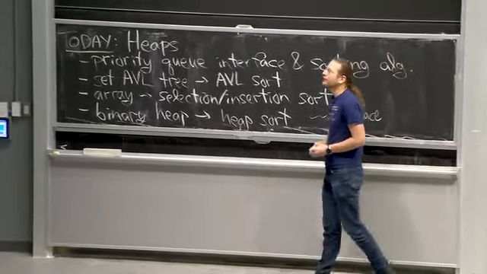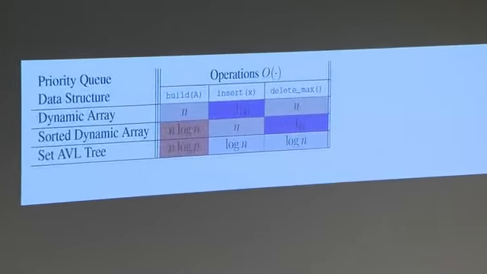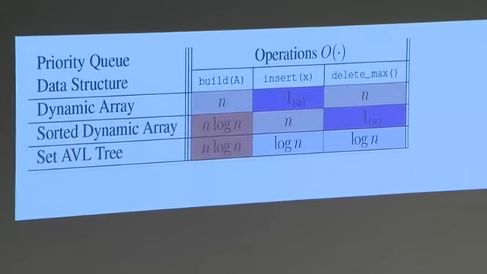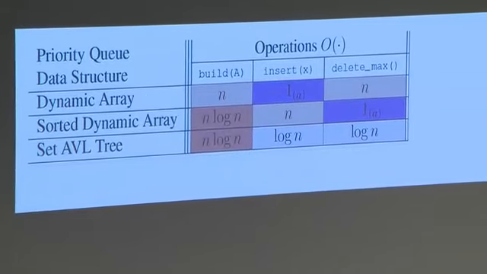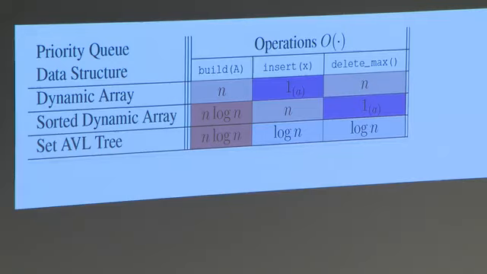So I have up here the three of the operations I've been talking about: build, insert, and delete max. So we have set AVL trees there, n log n build, log n insert, log n delete. So along the way to our heap, I want to mention two other data structures. One is a dynamic but unsorted array, and the other is a dynamic sorted array.